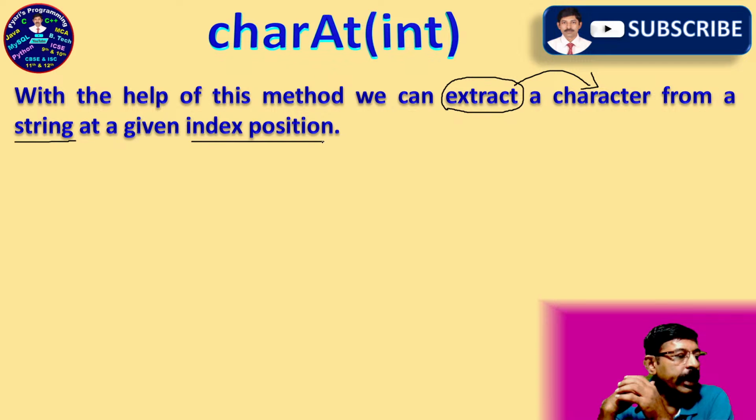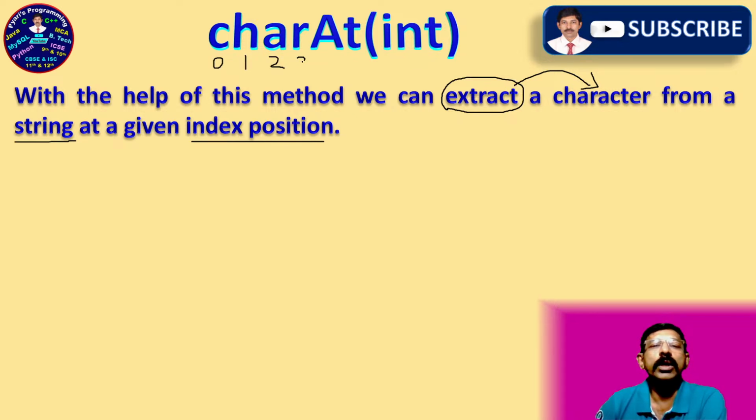Index position. Index position meaning, okay, I'm telling you. Any string begins with index position 0. That means which position it is pointing to is called the index position. This is 1, this is 2, this is 3, this is 4, this is 5. Like this it will move on. Got it? That is the index position. But when I talk about position, it is first position, second position, third position. So position and index position both are different. Don't try to mix up these things.